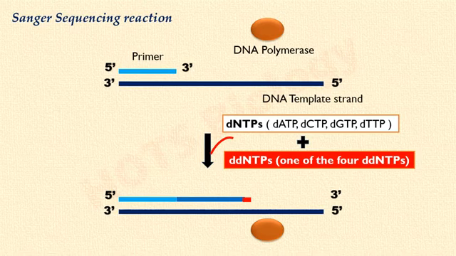Since the incorporated ddNTP lacks the 3' hydroxyl group, it cannot form a bond with another nucleotide, and DNA synthesis will terminate. Thus, in each case, we will get partially replicated fragments. Let's understand this for the first reaction.